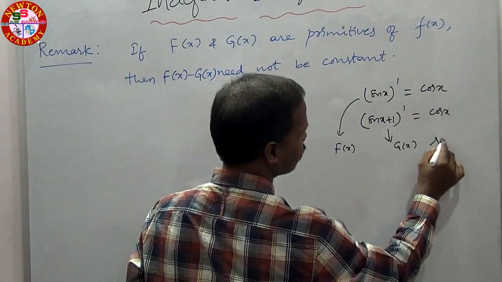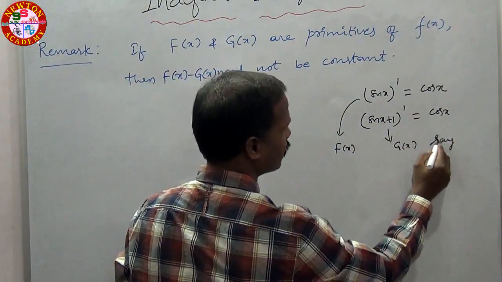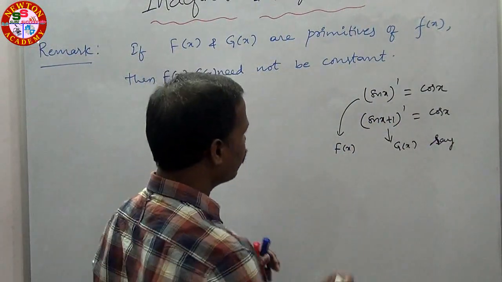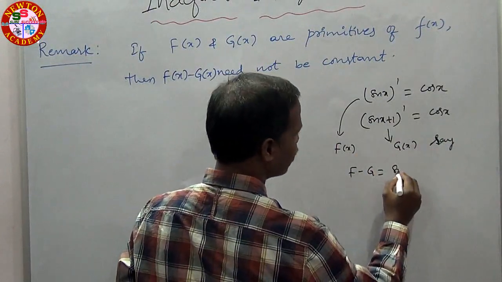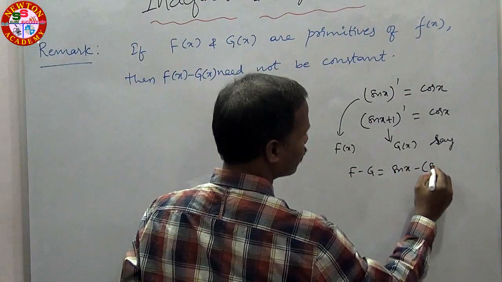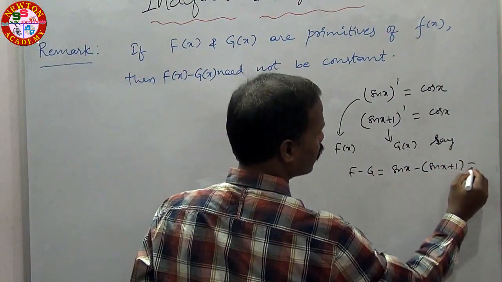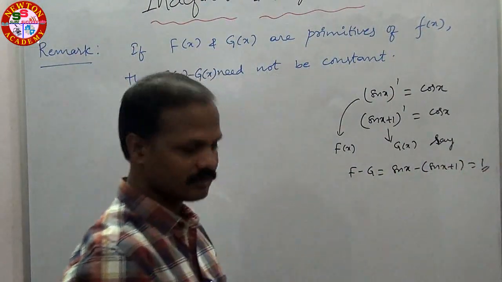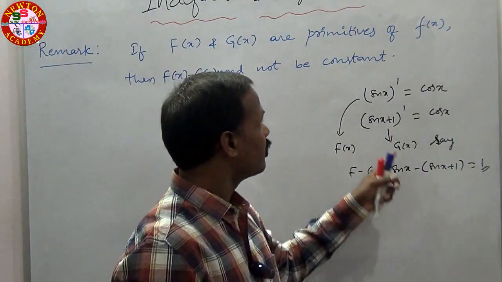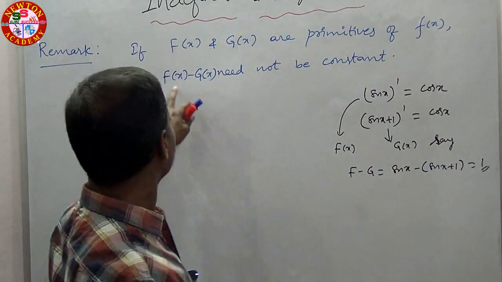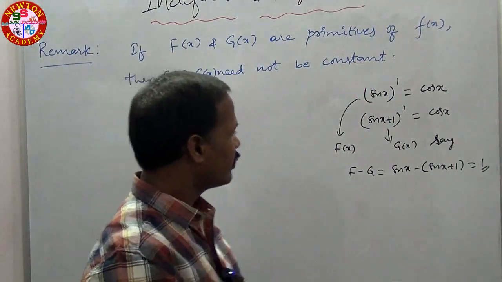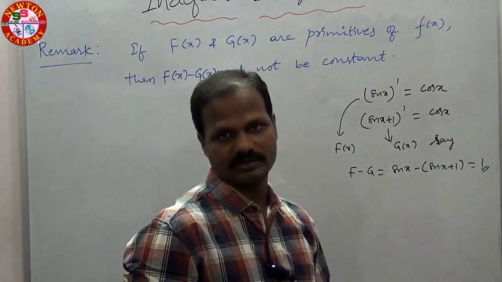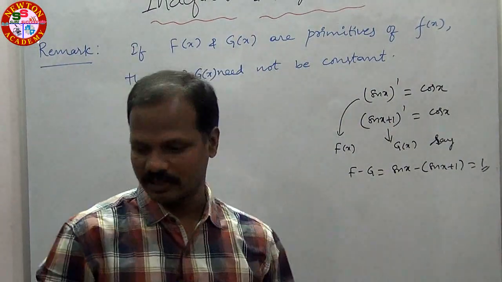Now, what is the difference? F minus G is sin x minus (sin x plus 1), which equals minus 1, a constant. But it is not true always. F minus G need not be constant. I will give one example.